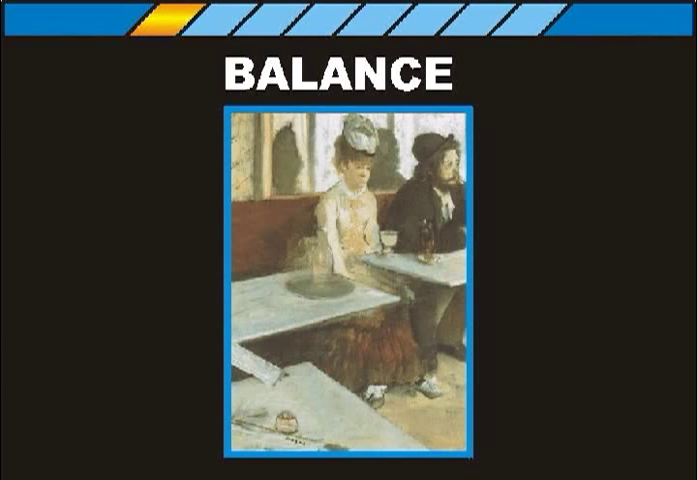In Absinthe by Edgar Degas, the artist achieves informal or asymmetrical balance. The painting is divided in half by a diagonal line. Elements placed in the top right area of the painting are balanced with elements placed in the bottom left area of the painting. Although this painting is balanced, the feeling created is not as stable and confident as the feeling created in The Last Supper.